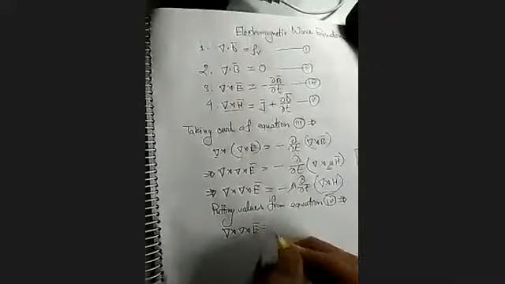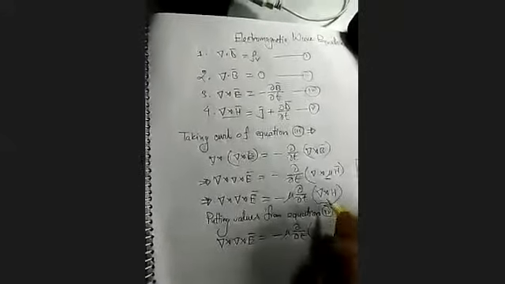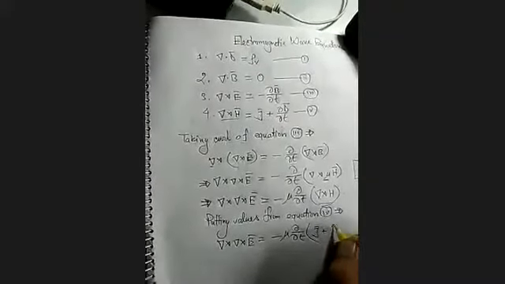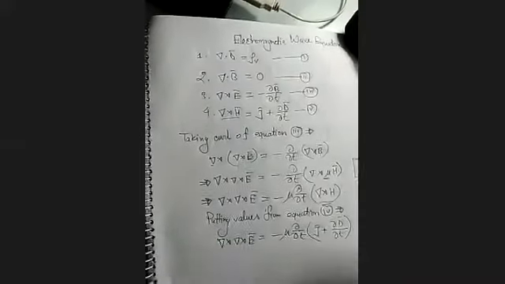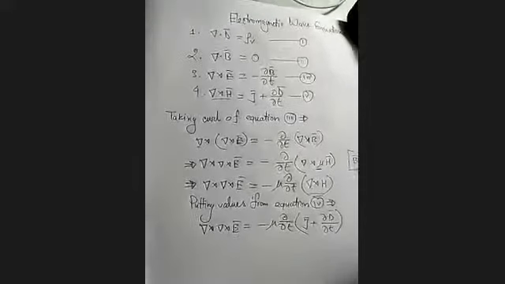del cross E is equal to minus mu del by del t. It is the same, and instead of del cross H we can write here J plus del D divided by del t, which we found from our equation 4. Have you got it?